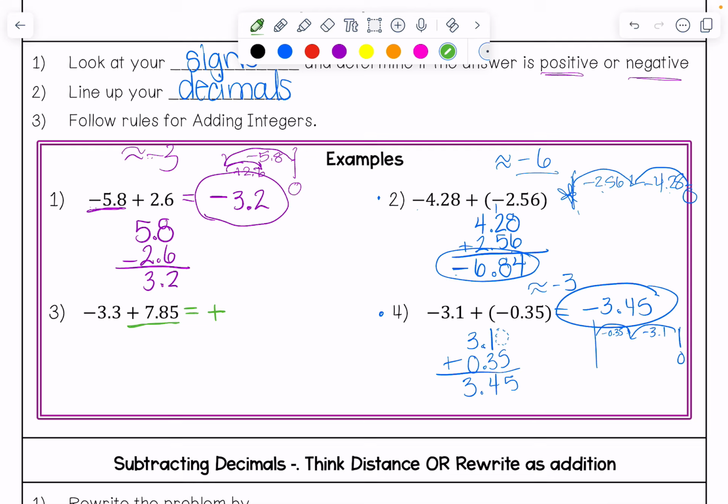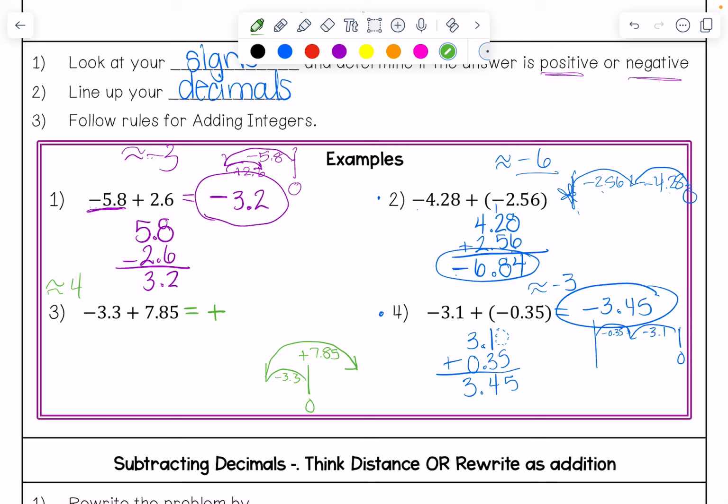The next thing we can do is just estimate about where we're going to be. So if I think of the problem -3 plus 7, -3 plus 7, that would give me +4. So somewhere around +4. So now let's actually look at the decimals and solve the problem. Again, if we think of where 0 is on the number line, it would be like going back 3.3, and then from that -3.3, I'm going to go forward 7.85.